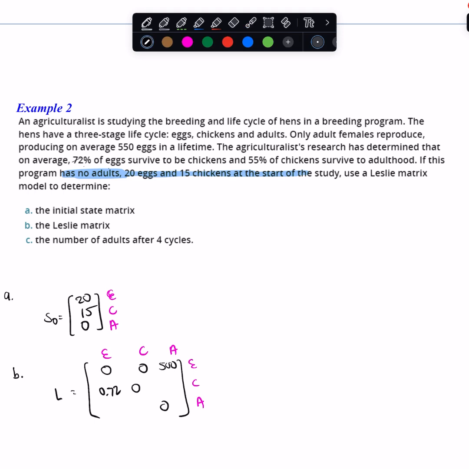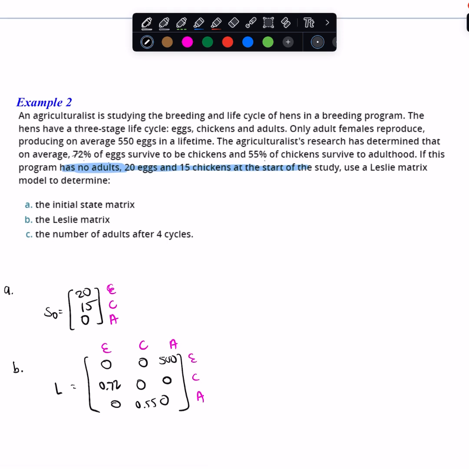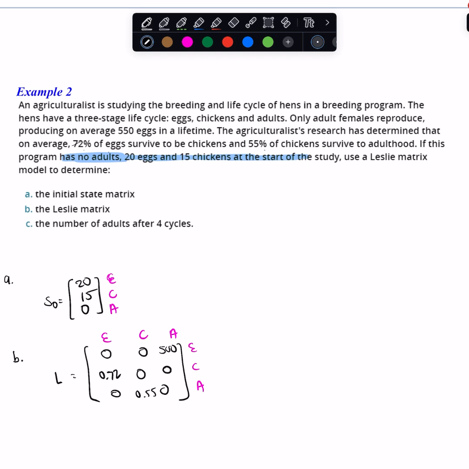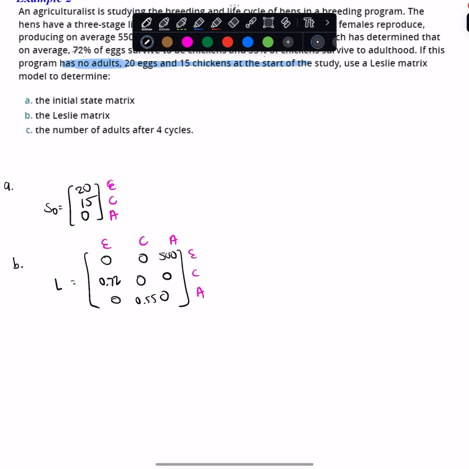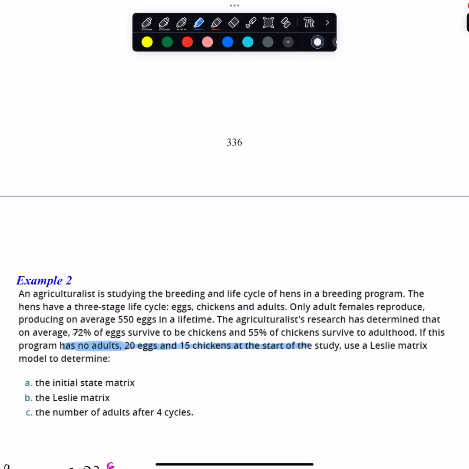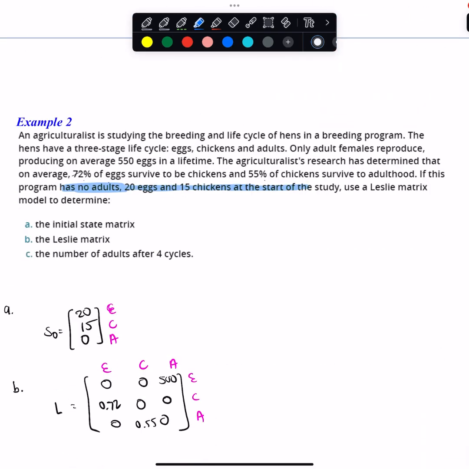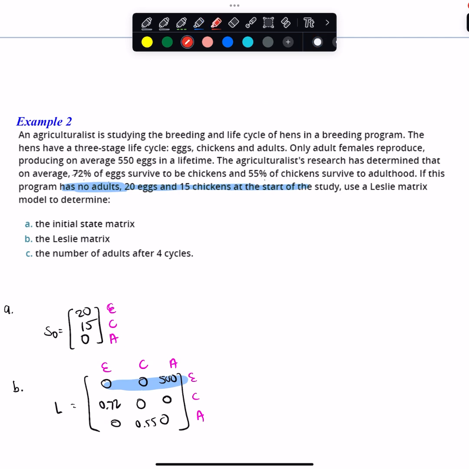That makes sense. And then the next one, it says 55% of chicken survive to be adult, and the rest of my matrix would be 0. All right, there you go. That will be your Leslie matrix. Again, blue is my birth rate, and here is my survival rate.